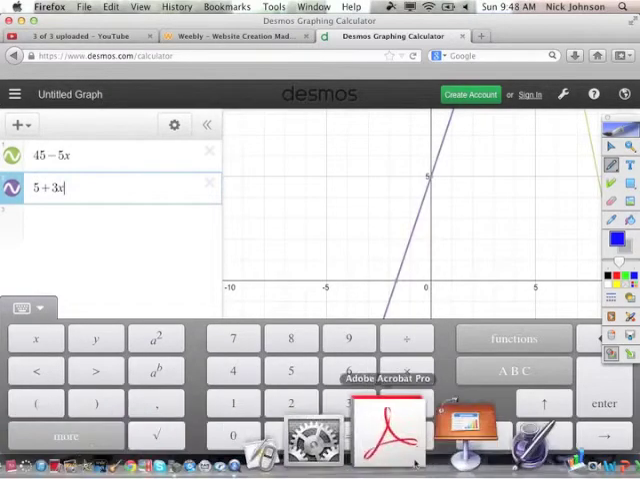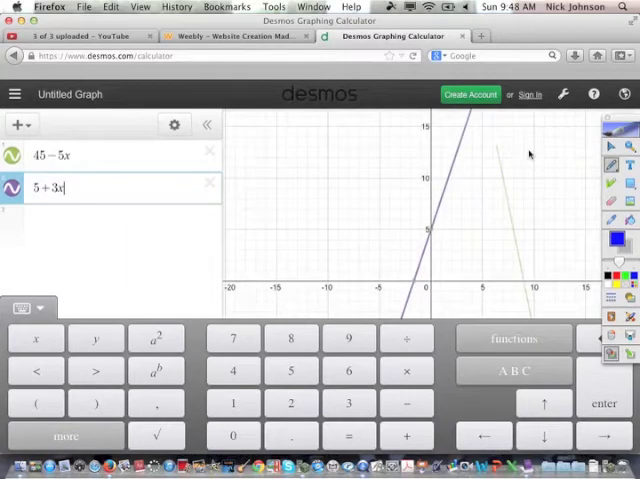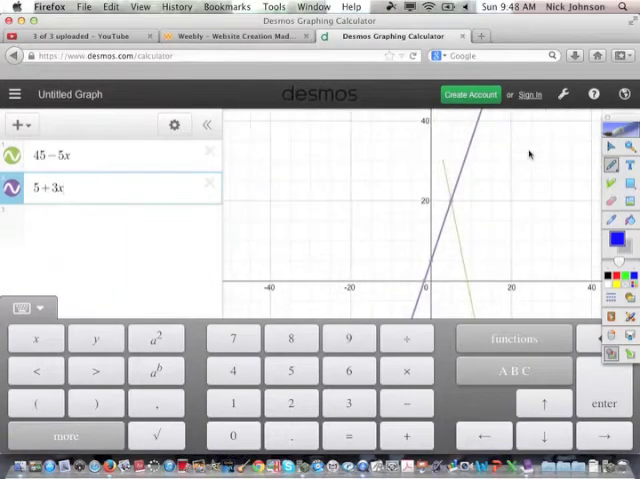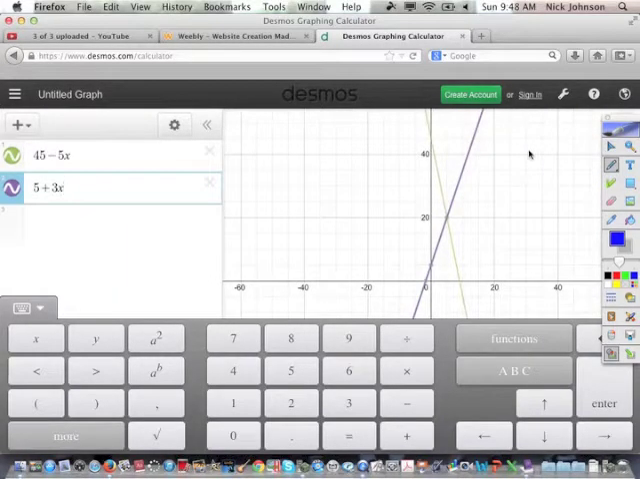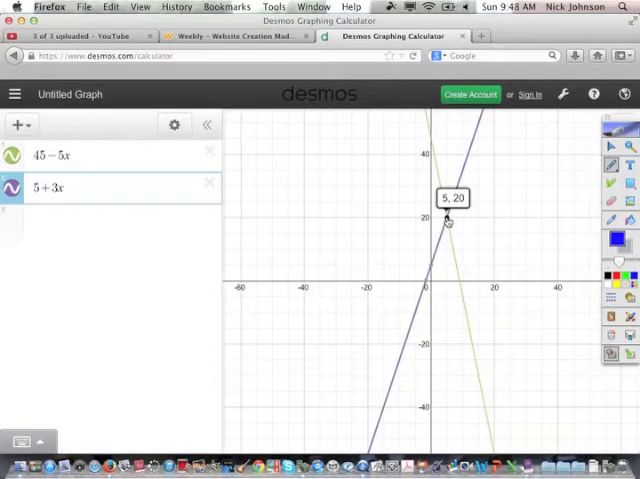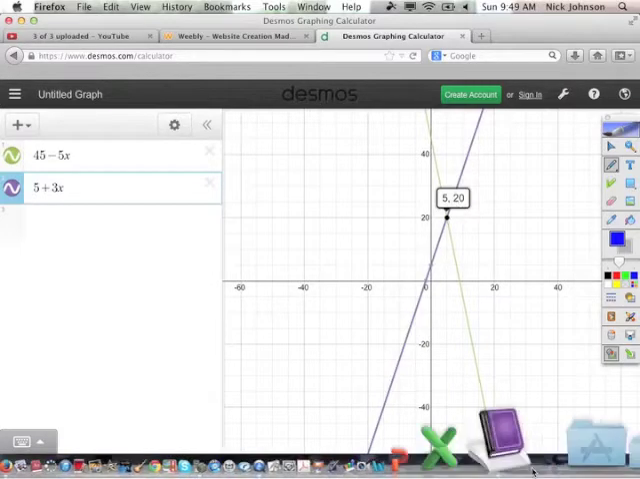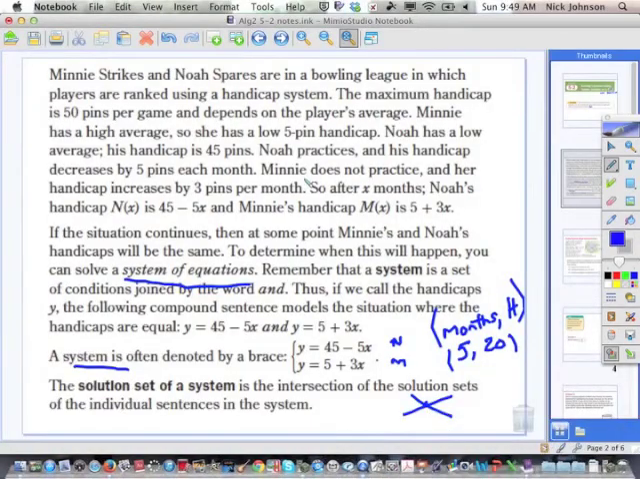Okay, as you can see, I'm just going to have to scroll out a little bit until I can see where they intersect, and I'm doing that with my toggle. But yeah, you can click on it right away. Boom, fairly easy, and you're going to find out for these problems, this Desmos graphing calculator is going to find you your solution a lot faster than anything else we have. But boom, right there, months is 5, your handicap's 20. Okay? So just another tool that you can use.